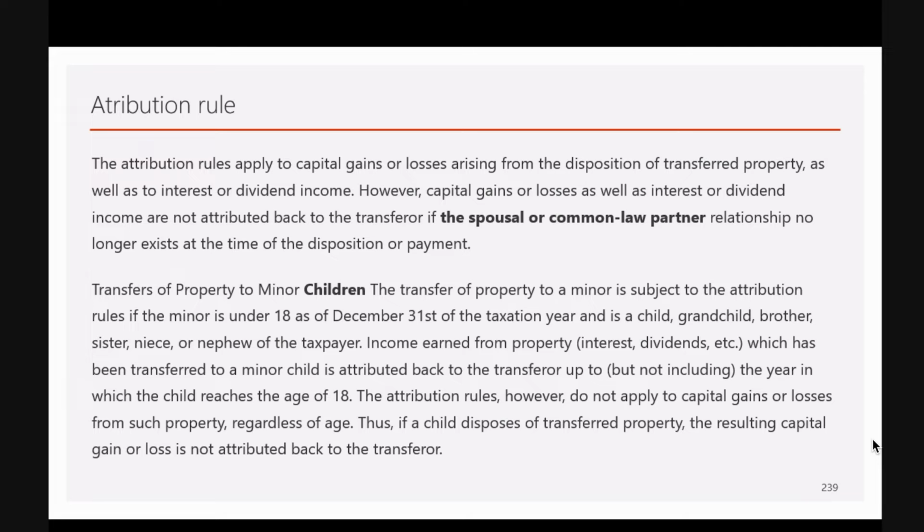Ma'am, is the child a minor? The child is in the first year of university. I think so, ma'am. You think the attribution rule applies, right? Yes, ma'am, I think so. They can split their income, all family members. Who else?